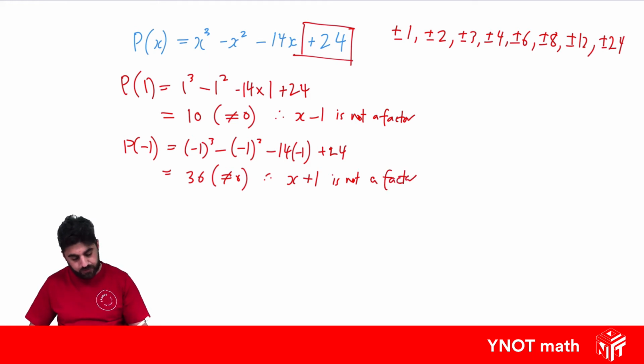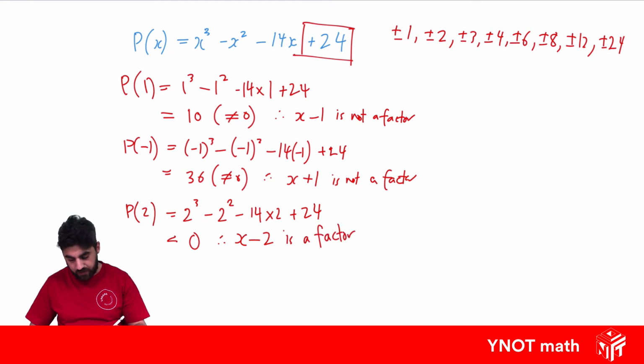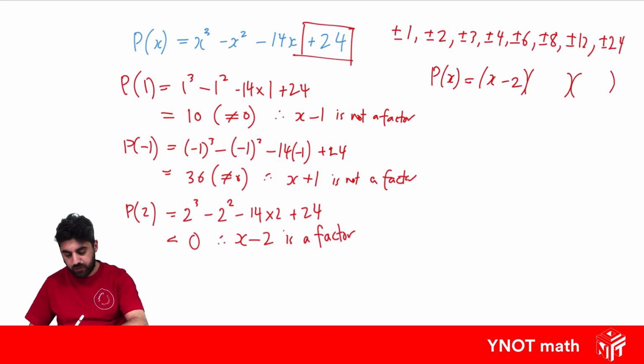Let's try P of 2. So we get 2 cubed minus 2 squared minus 14 times 2 plus 24. Evaluating this one does give us 0, which actually means therefore x minus 2 is a factor. And the goal here is to factorize this polynomial. And we know that x minus 2 is one of the factors. So another way we can think about this so far is that we know this P of x, our polynomial, can be written as x minus 2, and potentially 2 more factors if there are 2 more factors. We just don't know what they are.